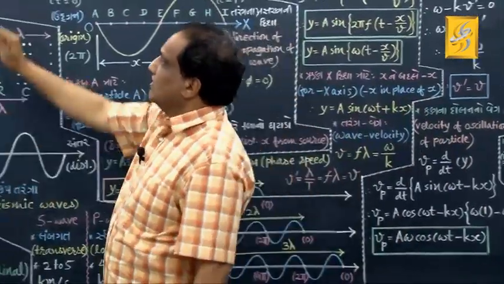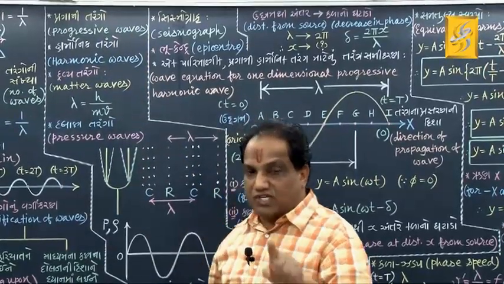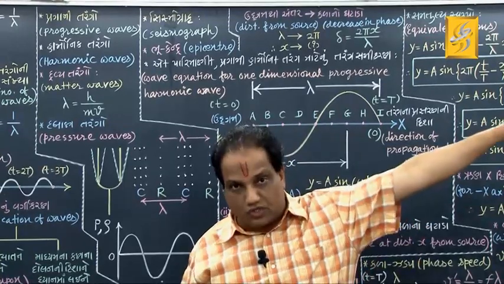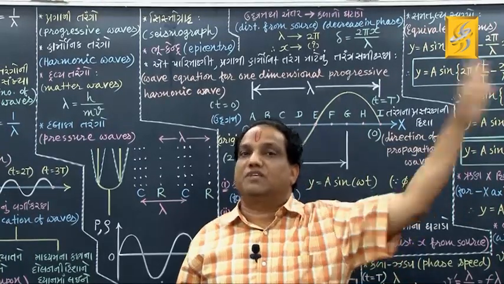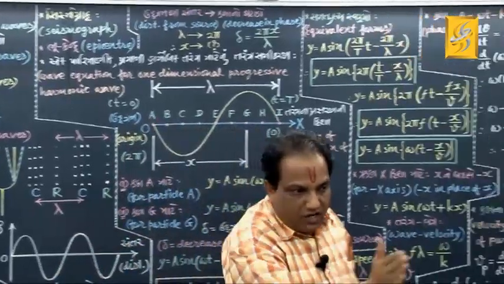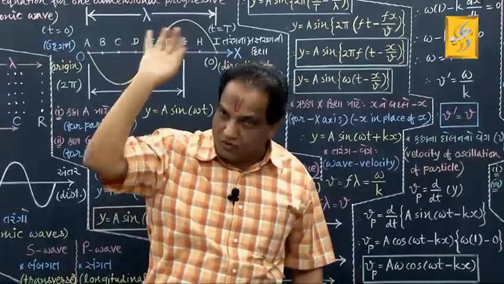Then we go for what are called progressive waves. Waves which travel ahead and ahead continuously away from the source are called progressive waves.